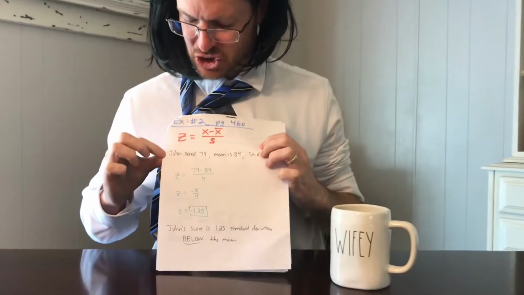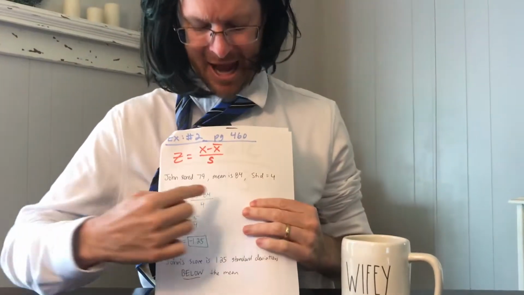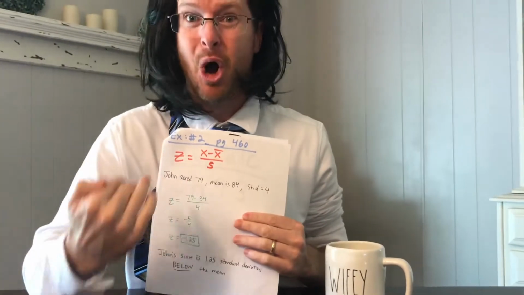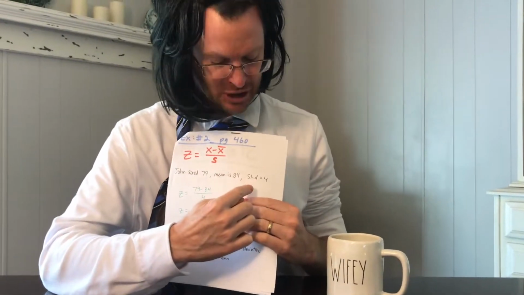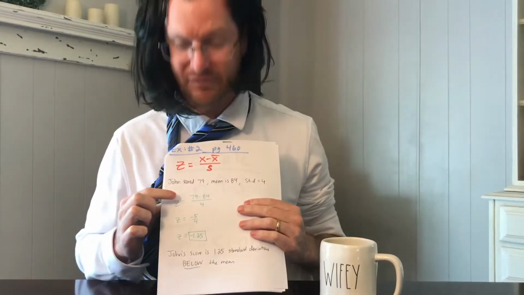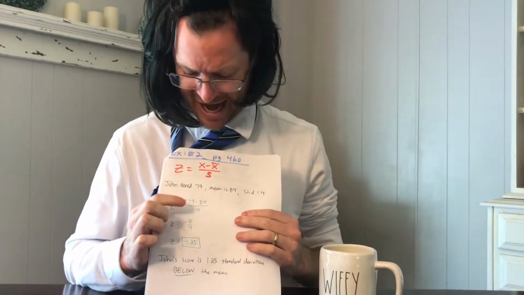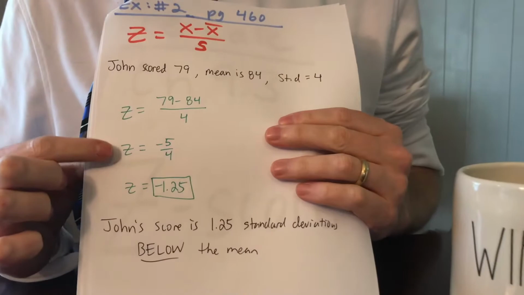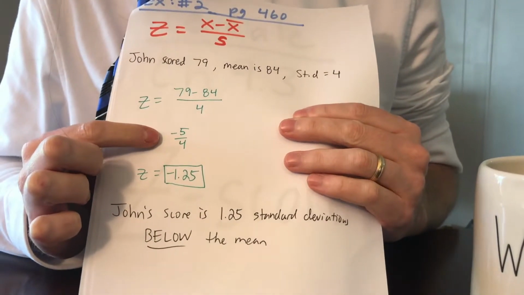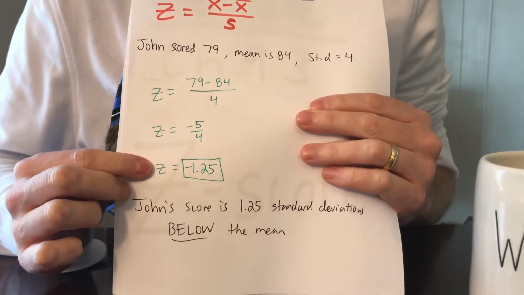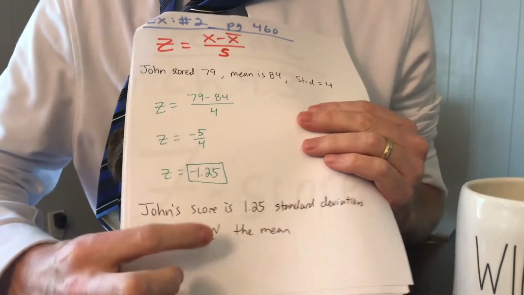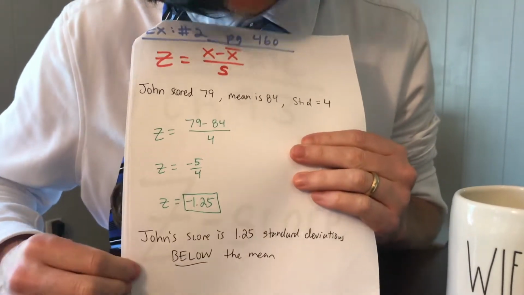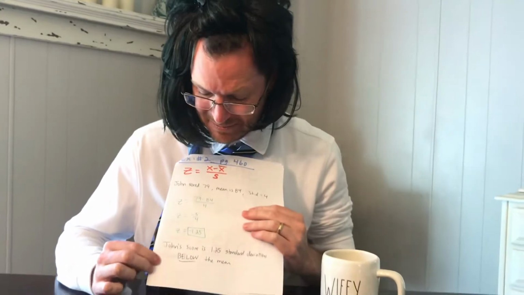If you notice that John scores a 79 and the mean is 84, he got a below average score. The standard deviation is 4 this time. Therefore, when you do 79 take away 84, and you divide it by 4, you get a Z-score of negative 5/4, which is negative 1.25. So John's score is 1.25 standard deviations below the mean.